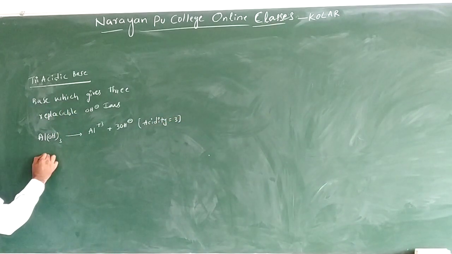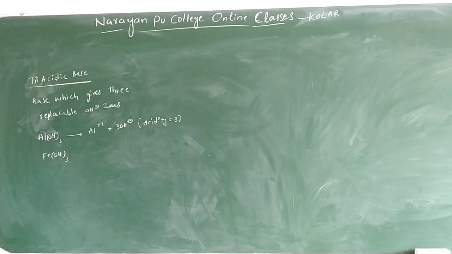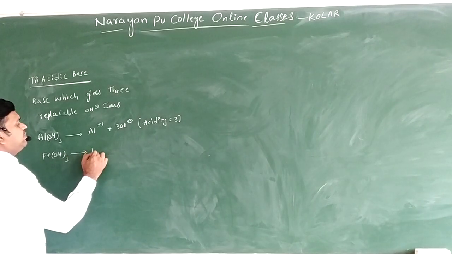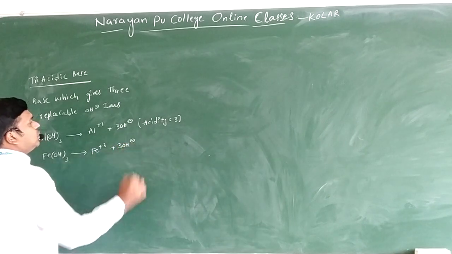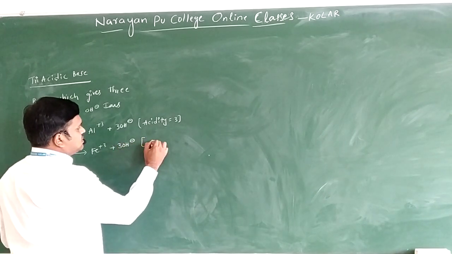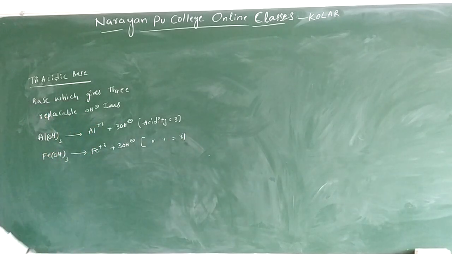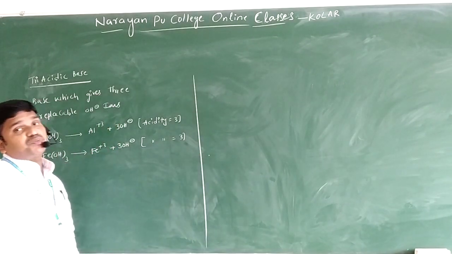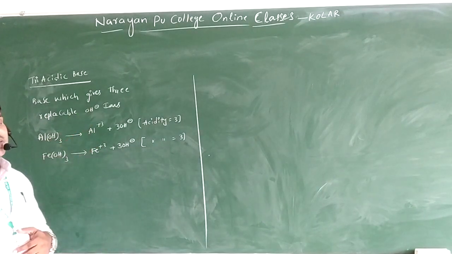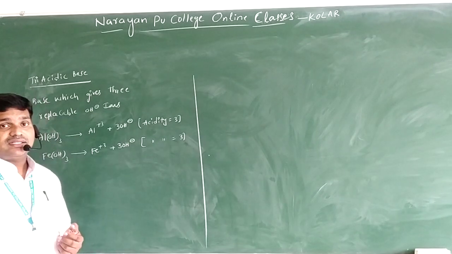Clear? If you take Fe(OH)3, ferric hydroxide, it will dissociate into Fe plus 3 and 3 OH minus. Here also the acidity is 3. So these come under triacidic bases. So based on the number of replaceable OH minus ions, bases are classified into 3 types: monoacidic base, diacidic base, and triacidic base.